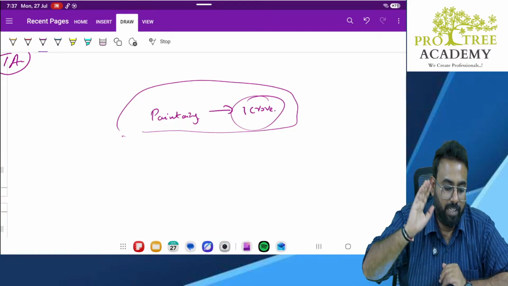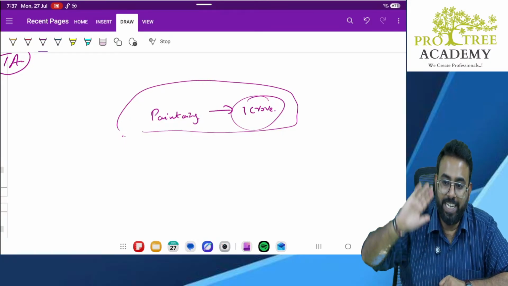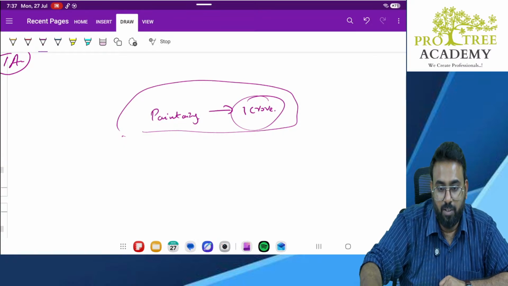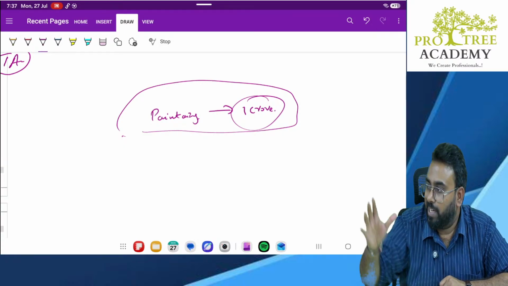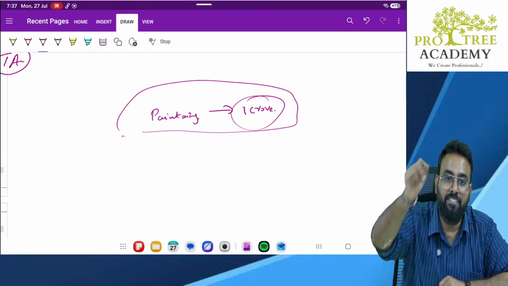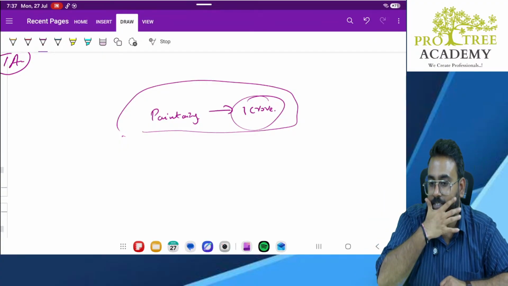Sir, it is a tangible asset. If you say it is a tangible asset, my question is, why tangible asset? Sir, because it has physical characteristics. We can see, we can touch. Okay, done. It has physical characteristics.